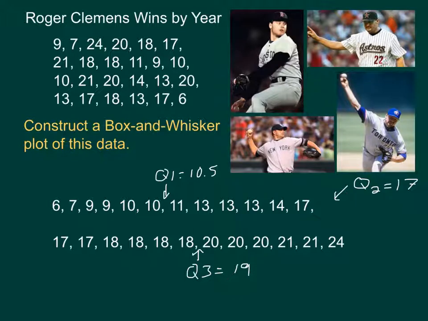And so now I have 3 of my quartiles, or my 3 quartiles. I need just the other 2 values, which are the extreme values. Clemens' lowest win output was 6 wins, and his highest, his greatest, was 24. And so now I have the 5 numbers that I need in order to construct a box and whisker plot. So on the next page, I'm going to plot those 5 numbers on a number line, and then go from there.